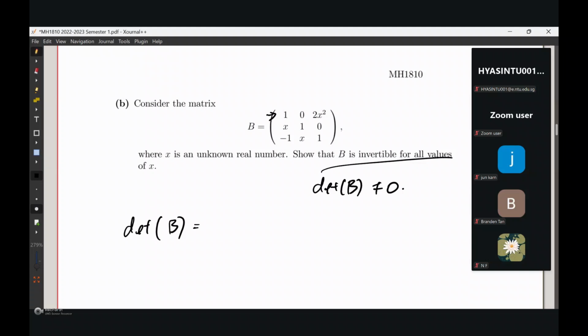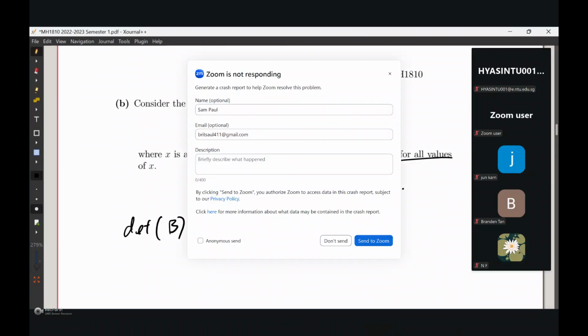So plus 1, put 1. Then the reduced matrix is this part here, 1, 0, x, 1, times the determinant of 1, 0, x, 1. Minus 0 times the determinant of x, 0, minus 1, 1. And then plus 2x squared times this part here, x, 1, minus 1, x.